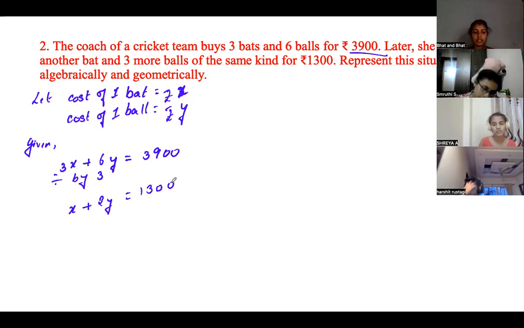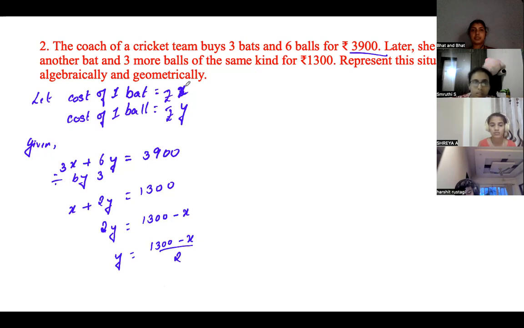Then, if you have to represent this equation in the graph, we have to write the expression for y. So we will keep 2y here as it is. So it becomes 2y equals 1300 minus x, and y will be equal to (1300 minus x) divided by 2. So this is your first equation. Understood?